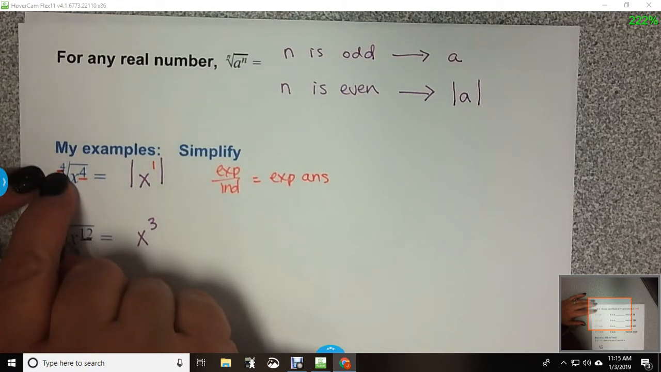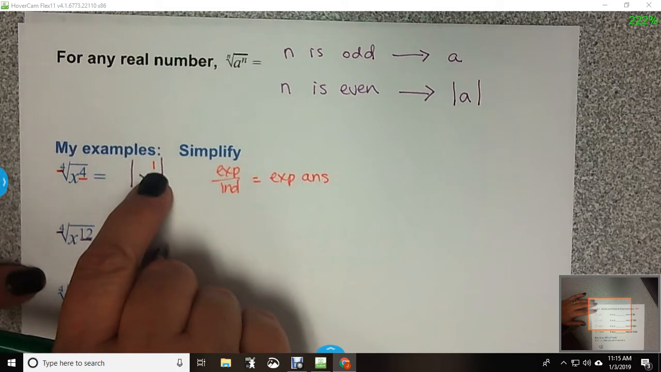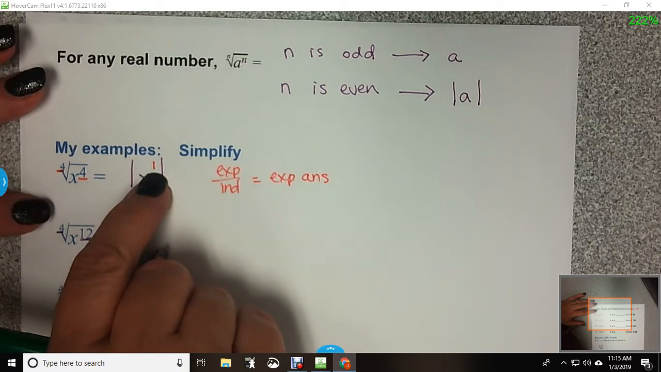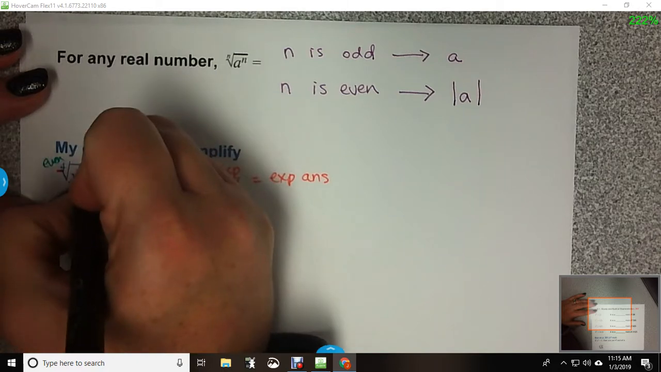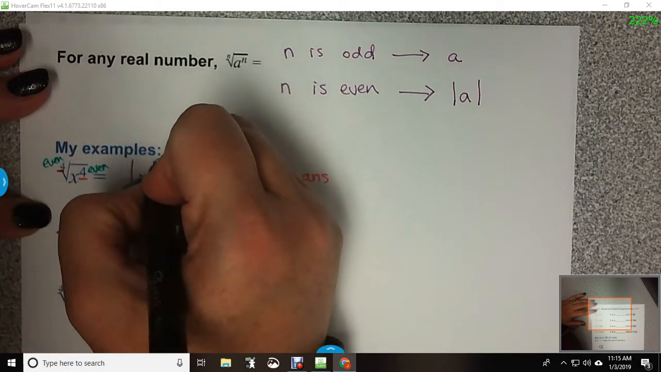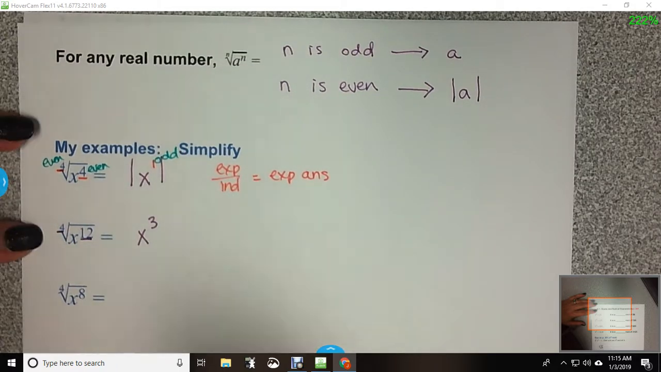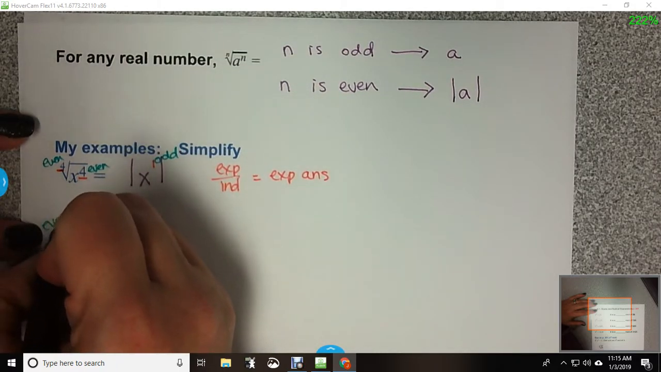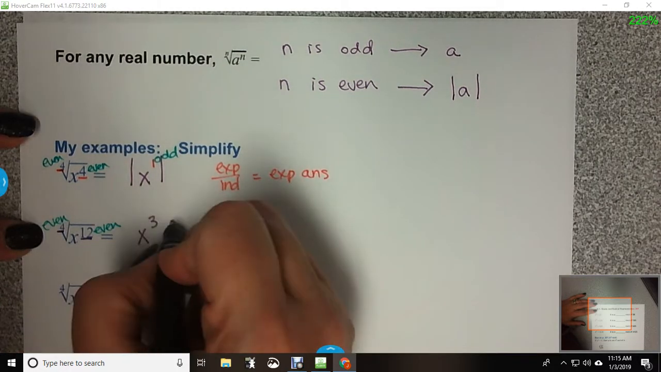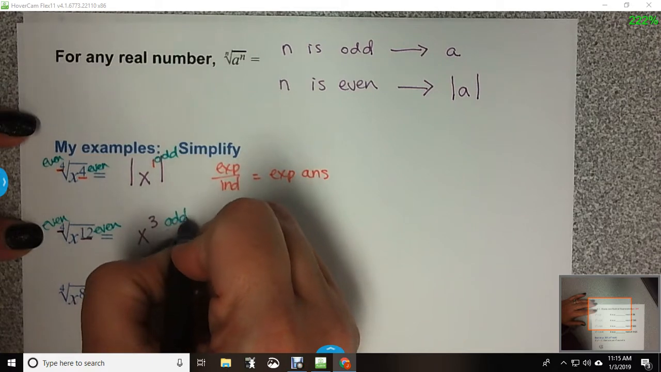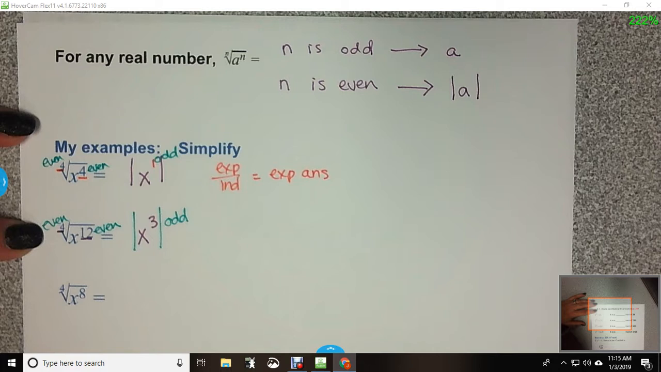If you'll look at this one, this was even index, even exponent, and it ended up being odd. I needed absolute value. Even, odd, you get absolute value. So let's check this one out. This is an even index. This is an even exponent. And I ended up with an odd exponent. So I need absolute value around that variable.